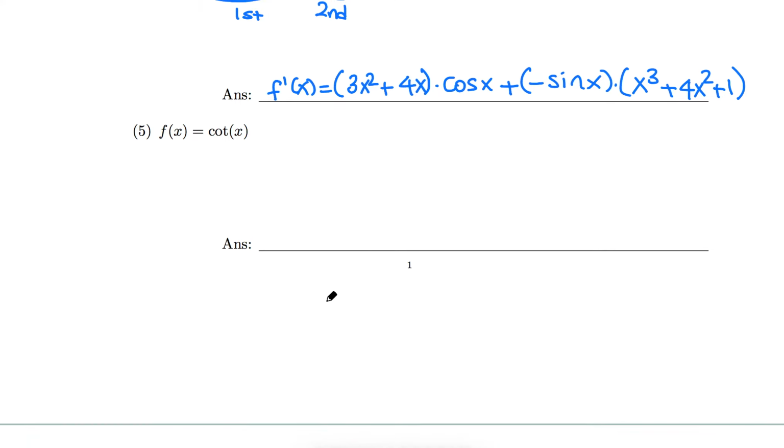This problem is just a formula. Derivative of cotangent x is equal to negative cosecant squared x.